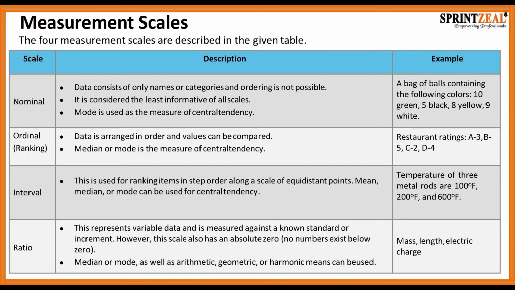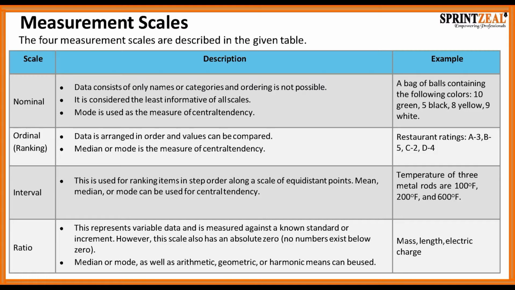Another measurement scale is the interval. Now, this is used for ranking items in step order along a scale of any equal points, such as the mean, median, or mode that can be used for central tendency. So temperature of 3 metal rods, which are 100 degrees Fahrenheit, 200 degrees Fahrenheit, and 600 degrees Fahrenheit, is a great example of intervals.